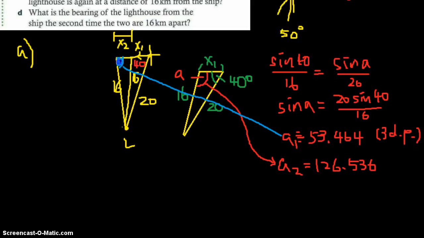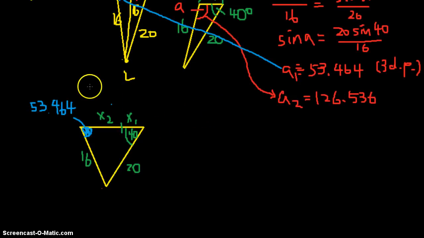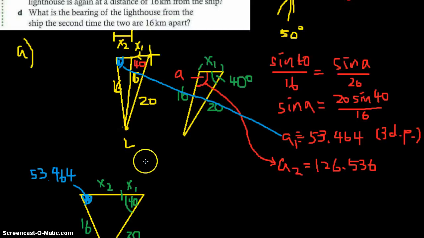Does that make sense? Alright, so what I'm going to do now is pause the video and create another sketch. Okay, so here is the new sketch, and this sketch is based on this. Starting from here, it goes all the way down to the location where the boat is 16 kilometers away from the lighthouse for the second time, right?